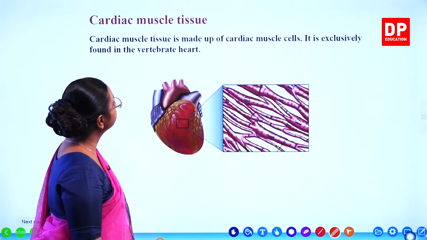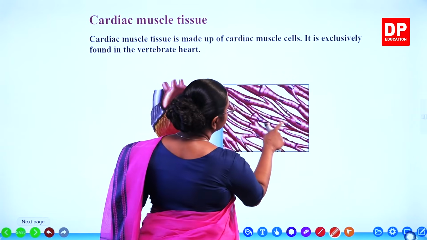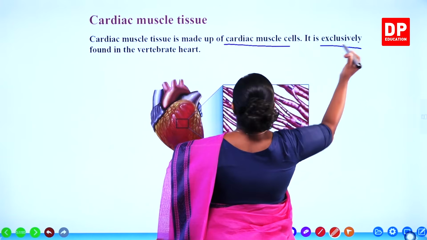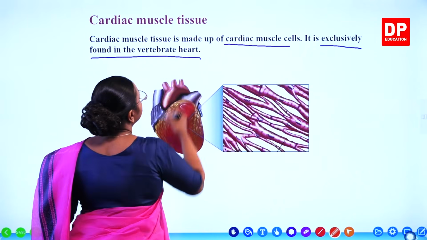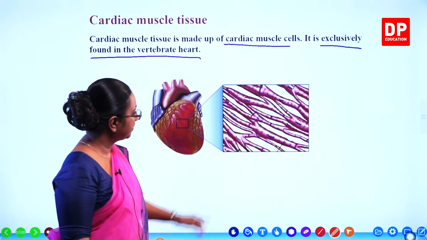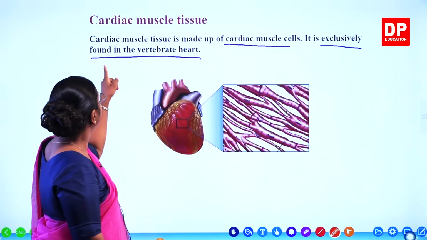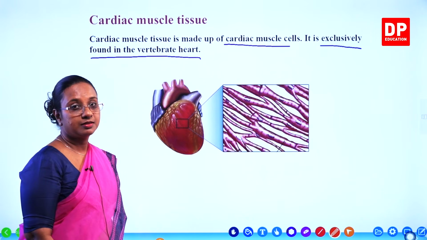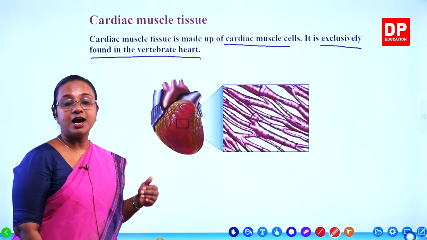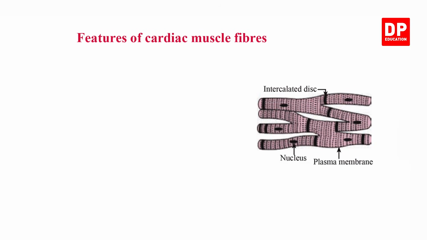Cardiac muscle tissue is made up of cardiac muscle cells and these are the cardiac muscle cells. And it is exclusively found in the vertebrate heart. So that is why I have shown it in the diagram. These are the cardiac muscle cells and they are found only in the vertebrate heart. So with that we will discuss the features of cardiac muscles. Features of cardiac muscle fibers.